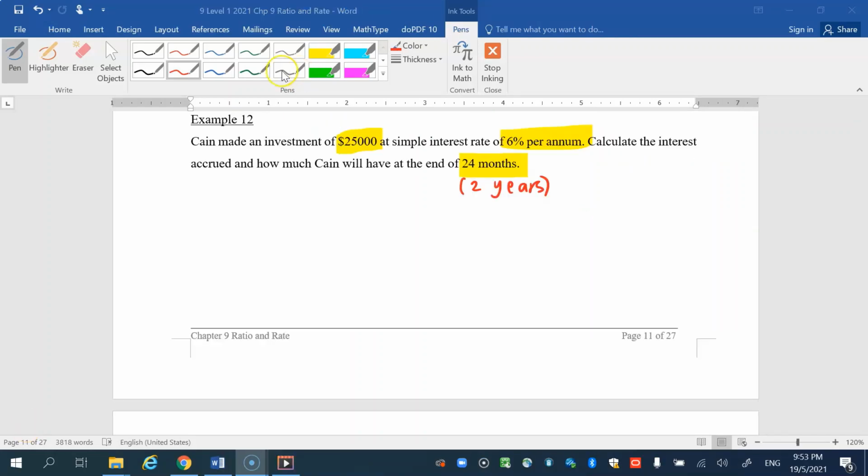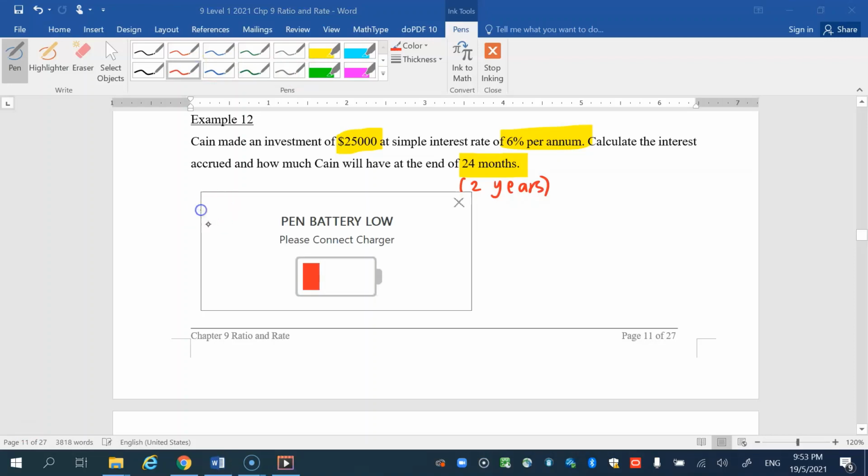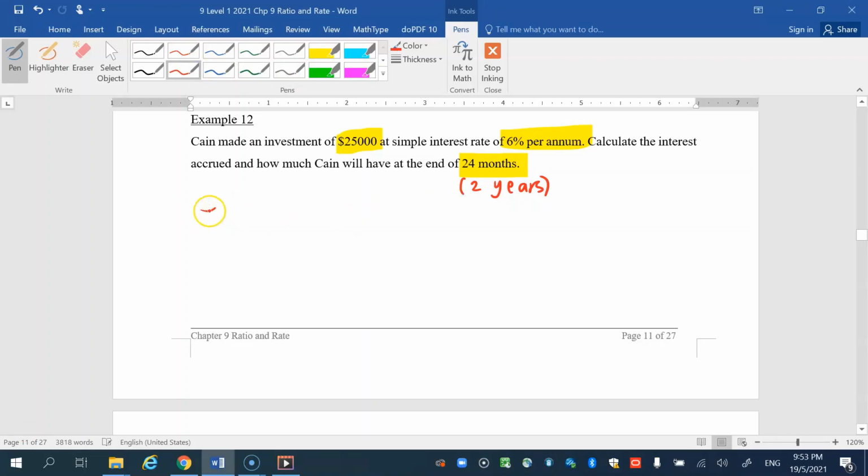Okay, so let's use the formula I equals to PRT over 100. Okay, so in this case, P is 25,000.